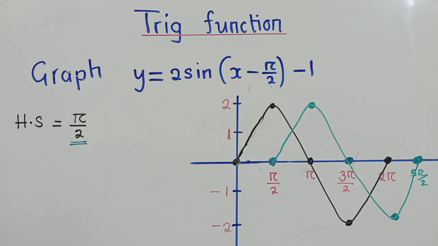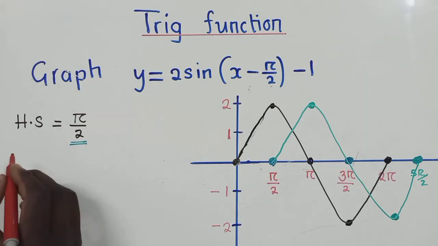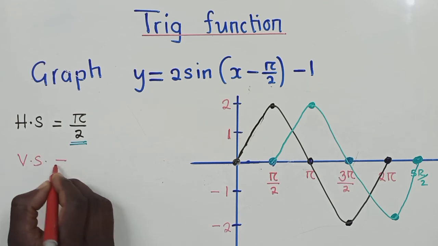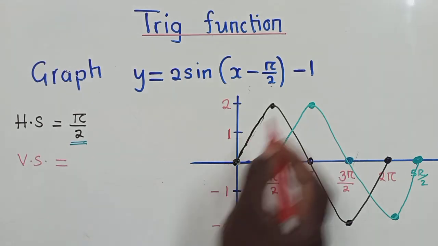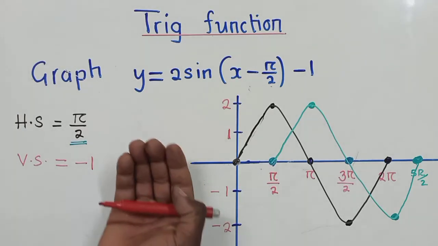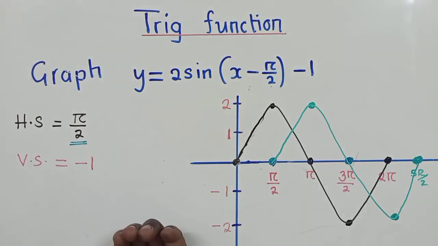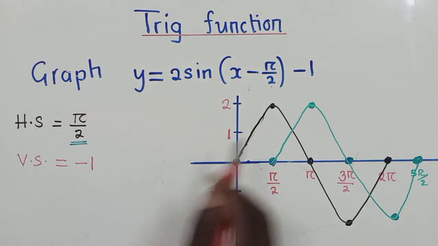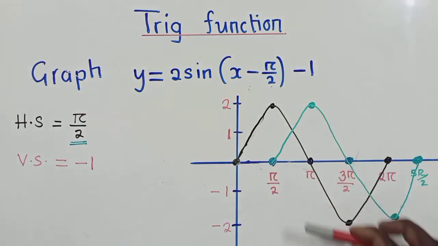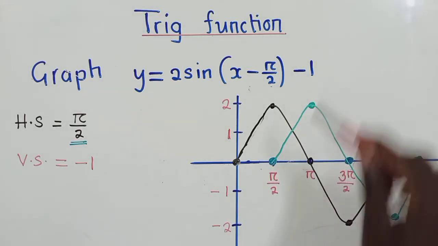Are we done? No, we are not done. We need to do the last part, which is called the vertical shift. So which one is our vertical shift? It's right here, it's -1. Meaning this graph must go down by 1 step. Here we don't change the sign, we just follow. If it's negative, you drop your graph. If it's positive, you take it up.